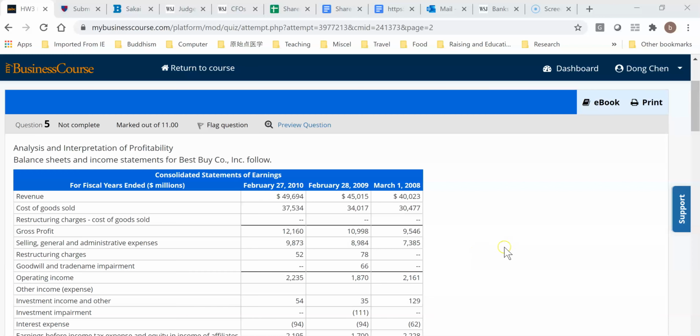This is question number 5 on homework 3. This is just one version of the question. You may have encountered a different version, but this version seems to be probably the most complicated version among all the versions of this question. So we're given the balance sheet and the income statement of Best Buy.